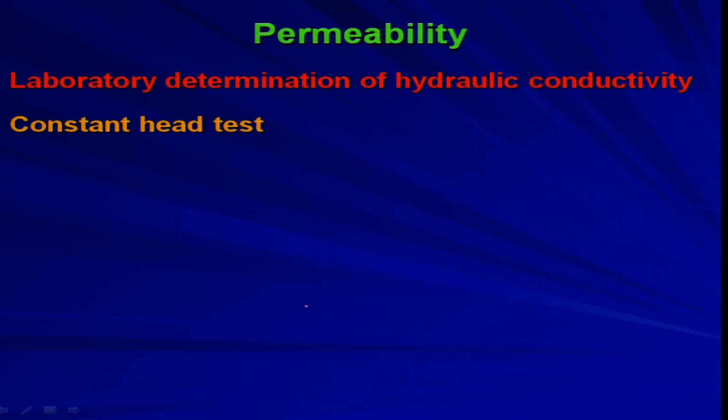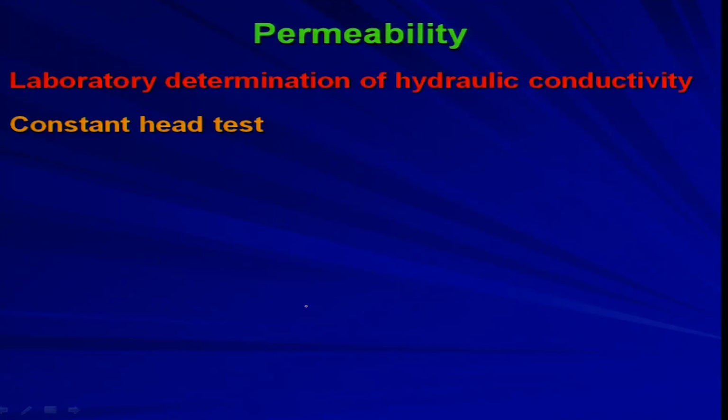Now we come to how to find out this coefficient of permeability, or the hydraulic conductivity. There are several procedures, laboratory procedures as well as field procedures. First we will discuss the laboratory determination of hydraulic conductivity. There are basically two different methods by which you can find out the hydraulic conductivity. The first one is the constant head test.